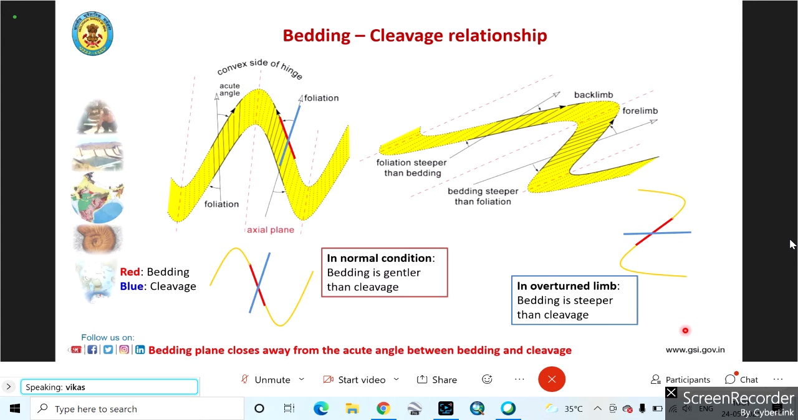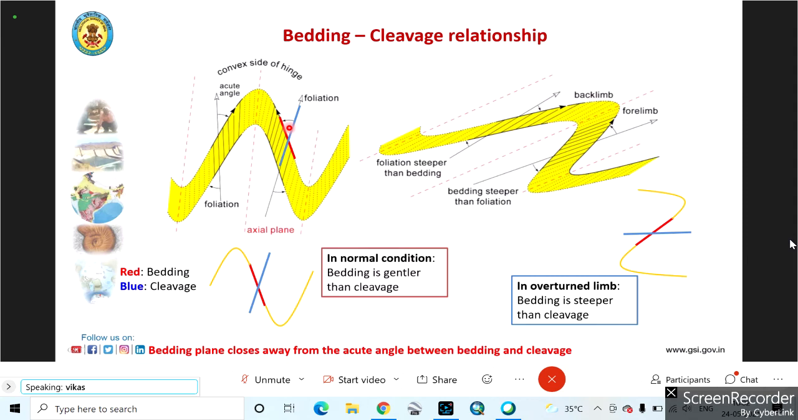Now notice it here. I have marked the red line. You can notice I have marked two separate lines. You see on the left bottom part, red is the bedding, blue is the cleavage. All right. You see the angle between the bedding and the cleavage. Bedding is the red line, and the blue line is your cleavage line. Okay. The acute angle between the bedding and the cleavage will define where the fold closure will be happening.